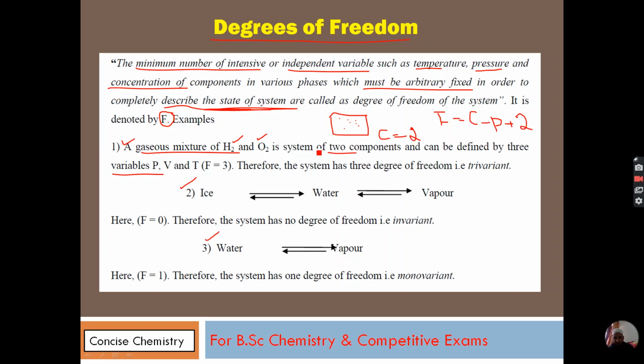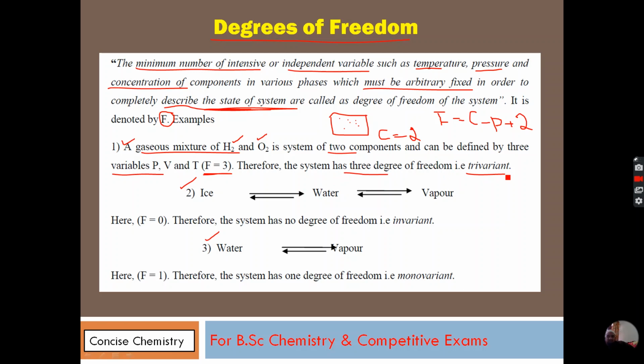अब देखिए यहाँ पे हमारे पास we have 2 components, so C is equivalent to 2. Number of phases, homogeneous mixture of gases, it constitutes 1 phase. इसको हमने already discuss किया हुआ in the previous classes. So that is your 1 phase plus 2. So 2 and 2, that's 4, 4 minus 1 is 3. So the F value for this is 3. That means it has 3 degrees of freedom. इसके लिए हम लिखते हैं it is trivariant system.